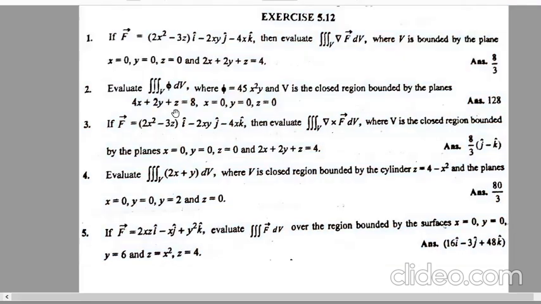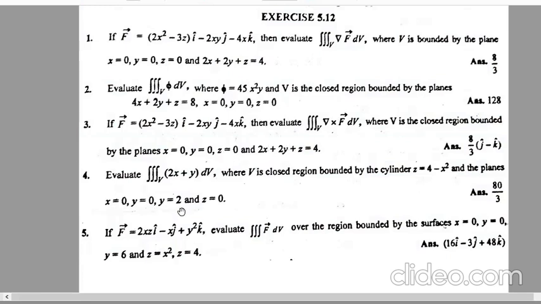Now the second question also, phi is given, 45 x square y, right? And v is the volume, so write phi here as 45 x square y, and find the limits. Lower limits are given and upper limits you will calculate, right? Now the third question, del cross F you will calculate first, and then find the limits, right?